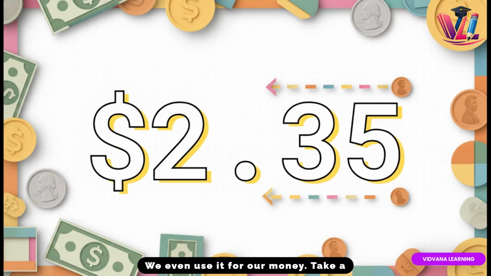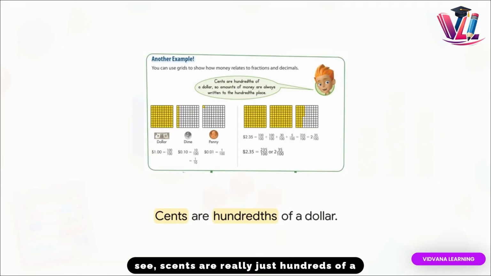We even use it for our money. Take a look at this price tag, $2.35. Do you see that little dot right there? That's called the decimal point. Its whole job is to separate our full whole dollars from the smaller parts of a dollar. You see, cents are really just hundredths of a dollar. Imagine one whole dollar is a completely full grid. A dime is 1/10 of that grid, and a little penny is just 1/100th.